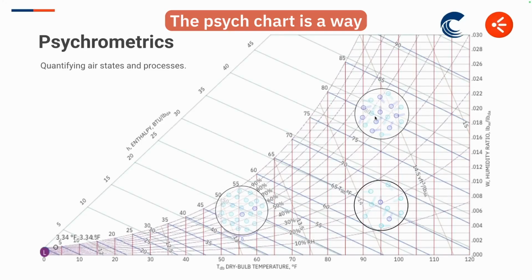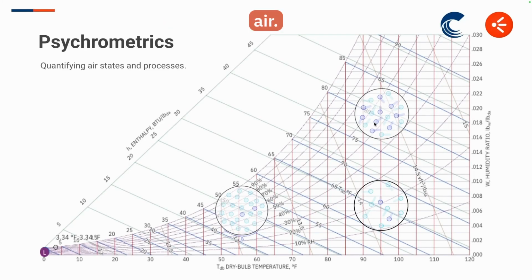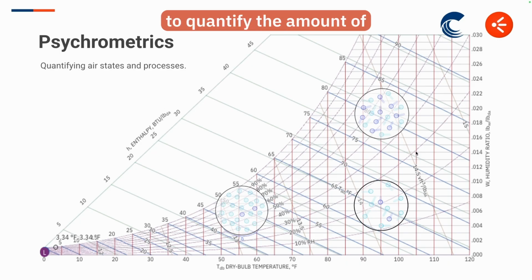The Psych chart is a way to quantify the different states of air. And we've got a bunch of different lines here, a bunch of different metrics we can use to quantify the amount of water vapor and the heat within it, the density of the air and the heat, the overall enthalpy like we talked about, the relative humidity, which is what we feel when we think of humidity. So this is a great one-stop shop to understand the state of air in its totality.